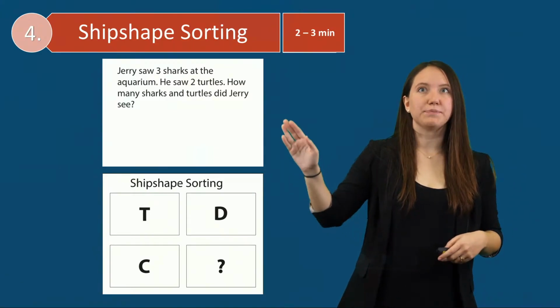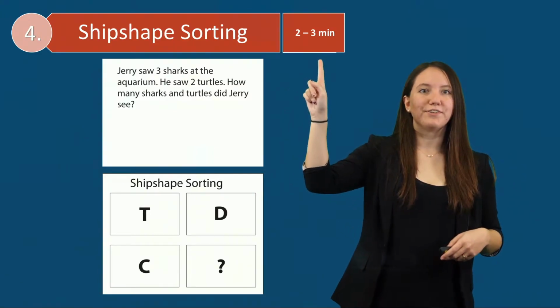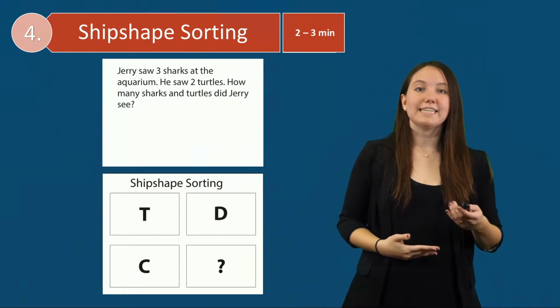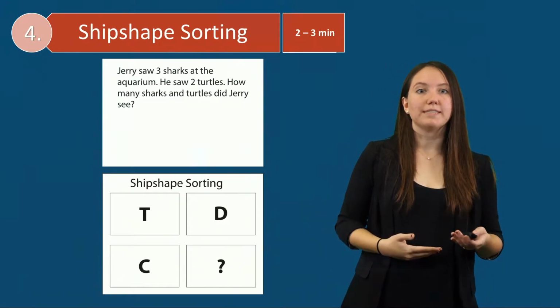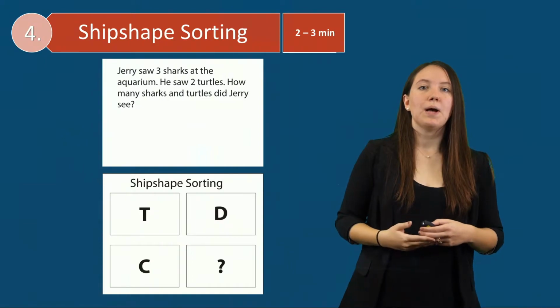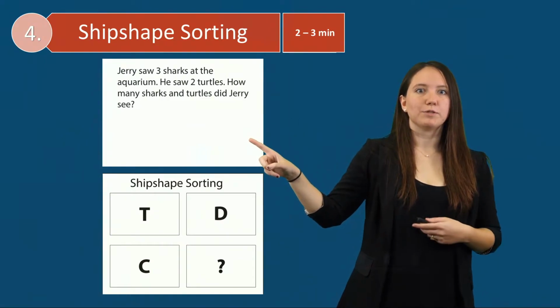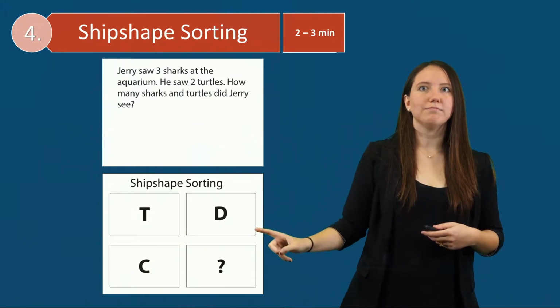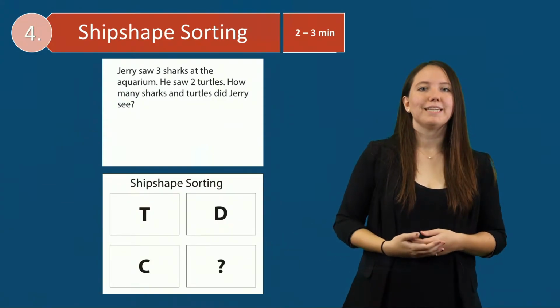The fourth activity is Shipshape Sorting, which is a 2 to 3 minute activity. In this activity, students practice identifying word problem schemas learned during the Buccaneer Problems by reading a word problem card, an example of which we see here, and sorting them onto a map, which we see here, during a 1 minute timing.